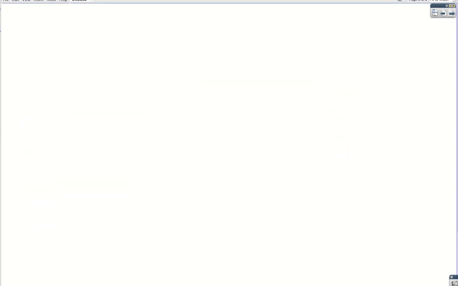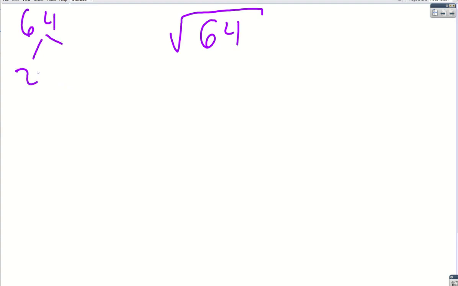So let's look at another example. Let's say I have the square root of 64. To split that up, I'm going to take 64 and divide it by 2, and then I get 32. Then I'm going to divide that by 2, and then I get 2 and 16, because 2 times 16 gets me back to 32, and 32 and 2 gets me back to 64. So 2 times 2 times 16 is 64.